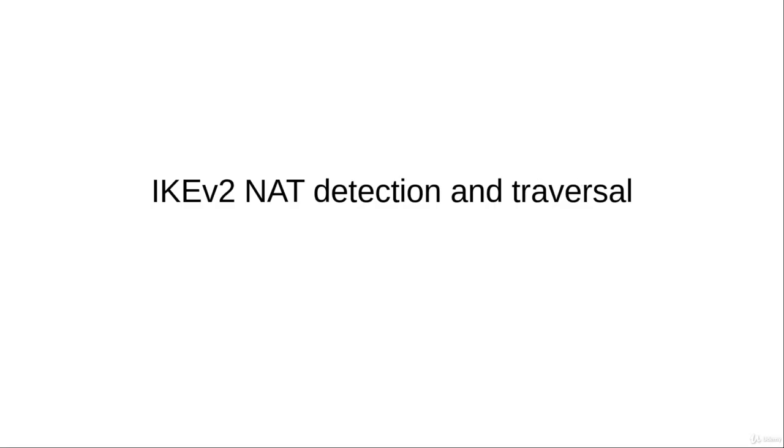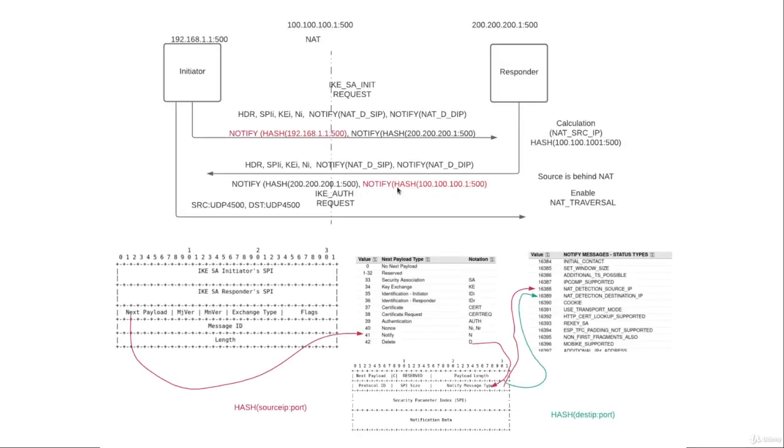Hello. In this lecture we will discuss NAT translation in IKE version 2. In IKE version 1 the NAT traversal was achieved using vendor ID extension. In IKE version 2, the NAT traversal is built in and is achieved using notify payload. It is not using vendor extension like IKE version 1.